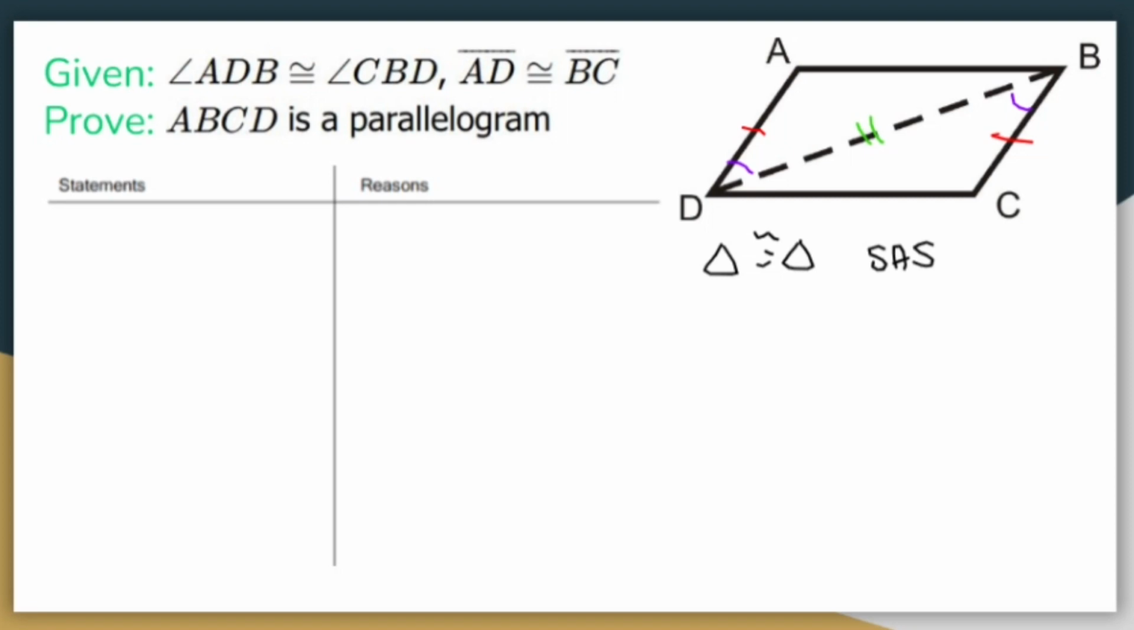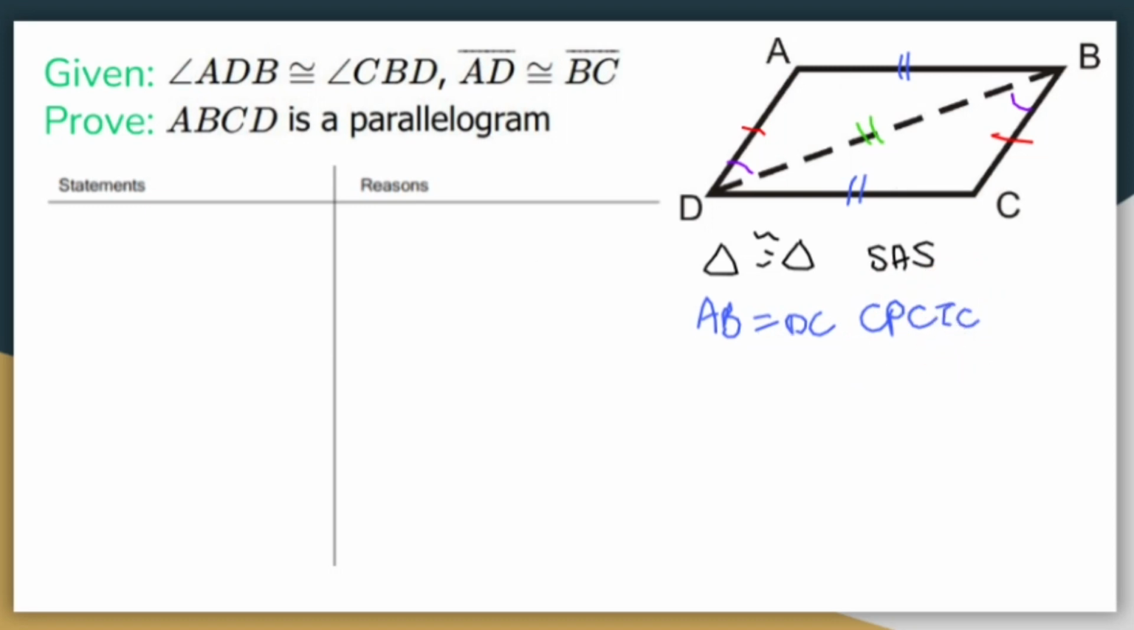Once I say that the triangles are congruent by SAS, what I can do, you know what, no, I'm going to do the opposite sides again. I already know that AD and BC are congruent, but since these triangles are congruent, I could say that these sides are congruent by using CPCTC. So I could say that AB is congruent to DC by using the corresponding parts of congruent triangles are congruent theorem.